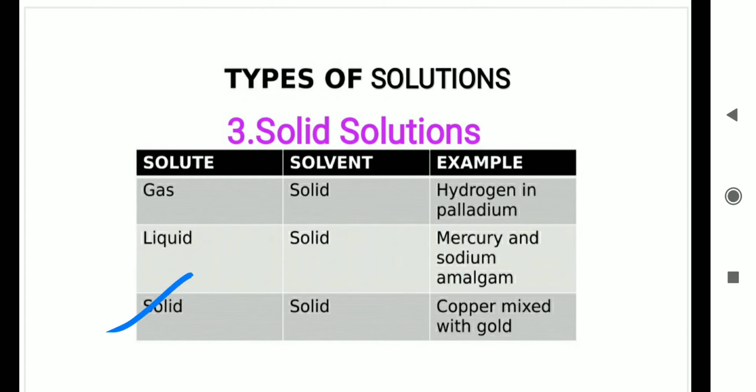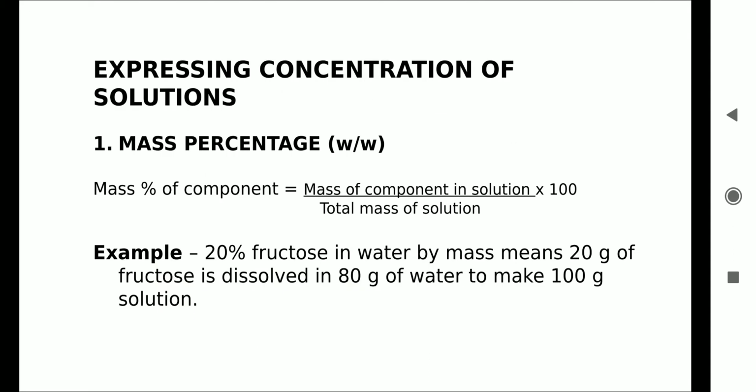Next is solid in solid solution. Example of this is copper mixed with gold or any other metal mixed with gold. So most of the alloys are of this type of solution, solid in solid. Next, expressing the concentration of solutions. Now solutions can be qualitatively expressed like dilute or concentrated.